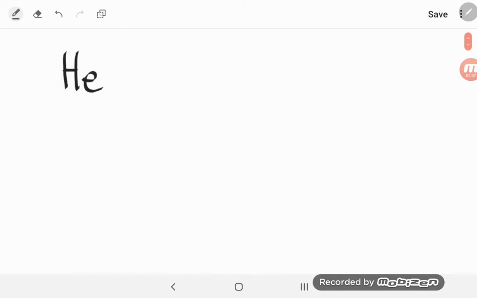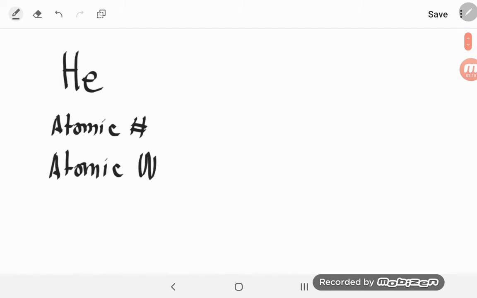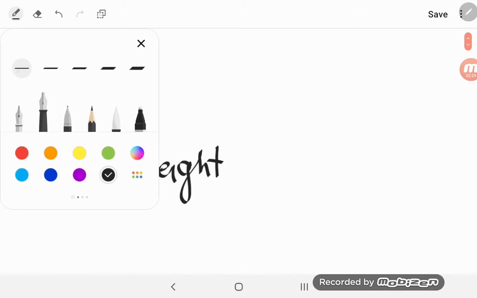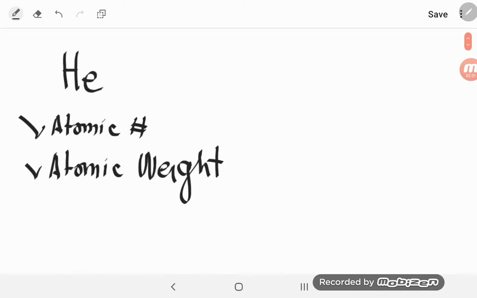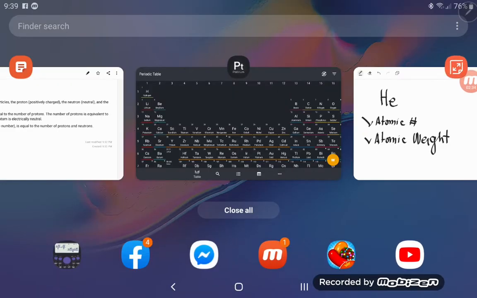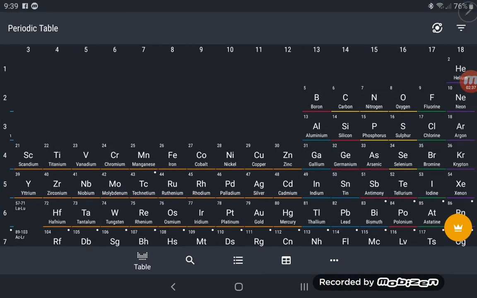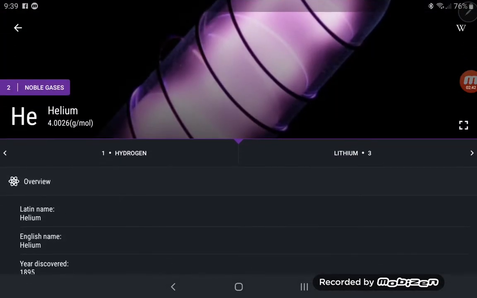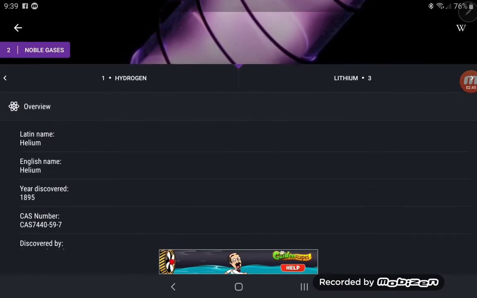Now, there is a need for us to know the atomic number and atomic weight. So we need to use the periodic table of elements in order for us to get the atomic number and the atomic weight of these elements. So let's try to check our periodic table of elements here. Okay, we are looking for the element helium, and helium is actually found here. This is helium, and let's try to figure out information about helium.